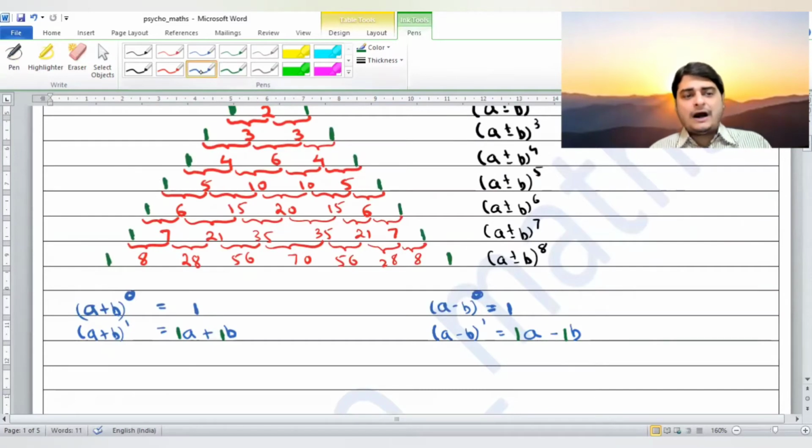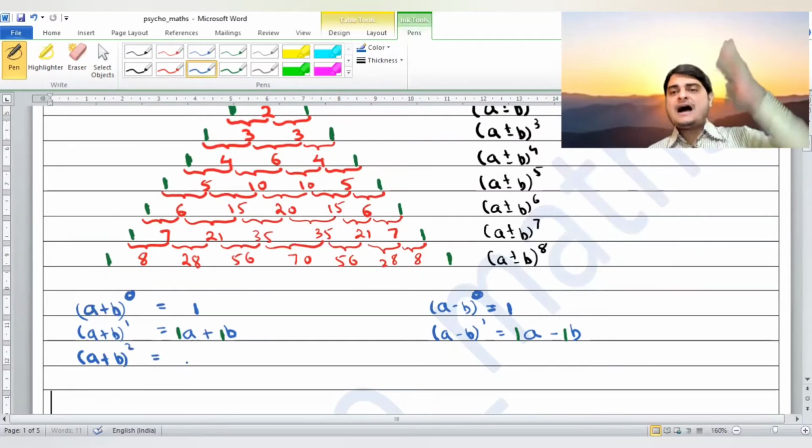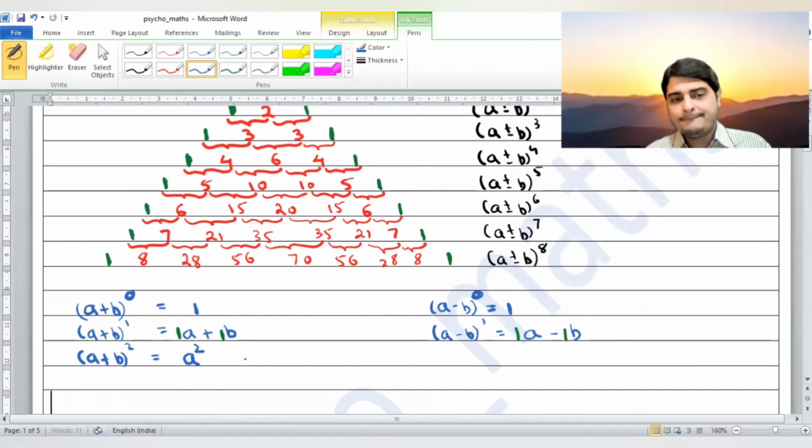Everybody is acquainted with the square. But how to write it? See, the highest power is 2. So we will write it as a square, a. And then it has to be a raised to 0. But a raised to 0 is what? 1. So we don't write it over there.